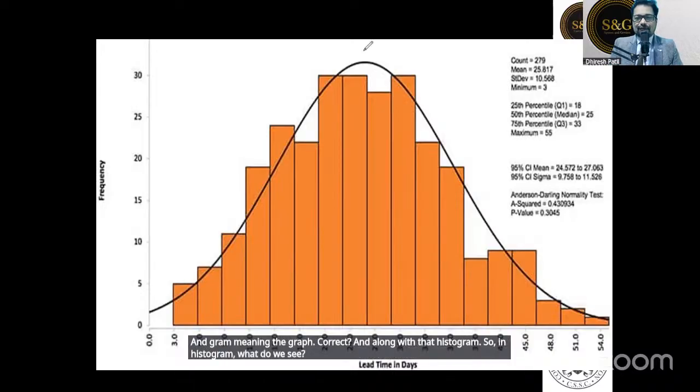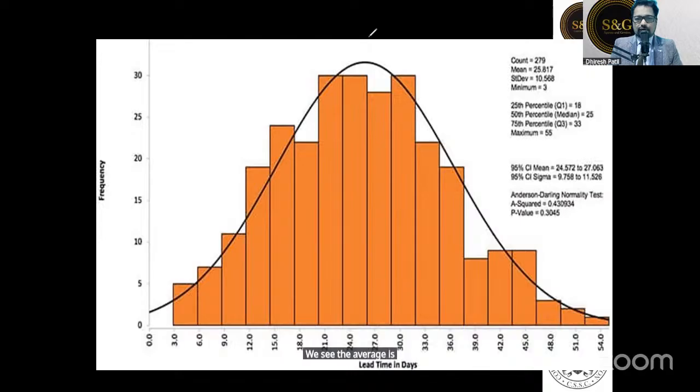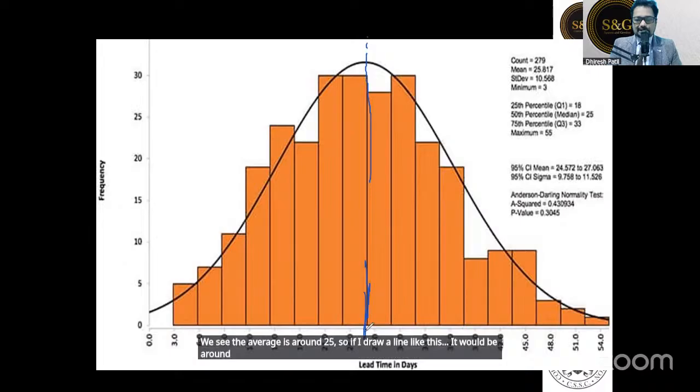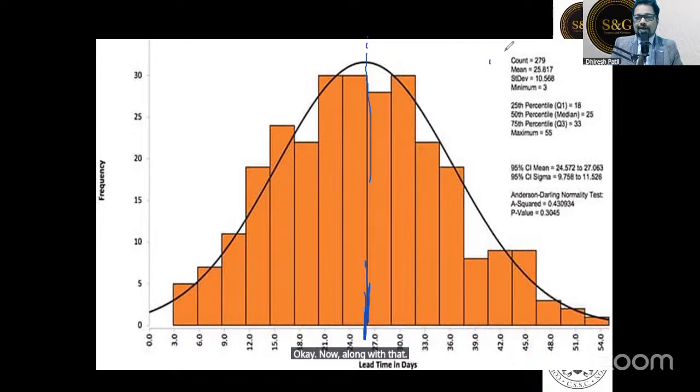Along with that histogram, what do we see? We see the average is around 25. If I draw a line like this, it would be around 25 somewhere here. Now, count is n, the number of data points. Mean is the average. Standard deviation, sigma. Minimum value is 3. Maximum value is 50. That means 3 days was the minimum number of days taken to fix the bug, and 55 days was the maximum taken to fix the bug.